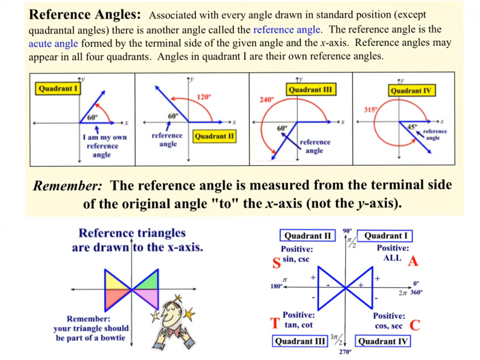Another little trick to this is something that I like to call the bow tie. It's a triangle that you draw to the x-axis, and if you were to draw all 4 of them, it would look like a snazzy little bow tie. Bill and I would be proud. All right? And please do not forget the ASTC trick, because depending on what quadrant you're in, it may or may not be positive.